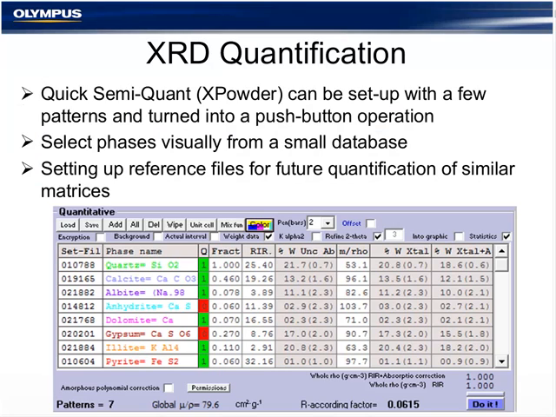Once the analysis is done, quantification using relative intensity ratio is then done. We do a quick semi-quant using XPowder, and we can set up a few patterns and turn it into a push-button operation. We can select phases visually from a small database, and we can set up reference files for future quantification of similar matrices. What this allows you to do is go through the identification process automatically instead of one by one.